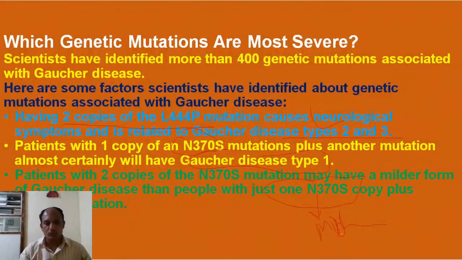So here we have finished Gaucher disease, in which we have completed the basics about Gaucher disease, and then we have studied the treatment for Gaucher disease and genetics, or how the disease can be transmitted to the next generation.